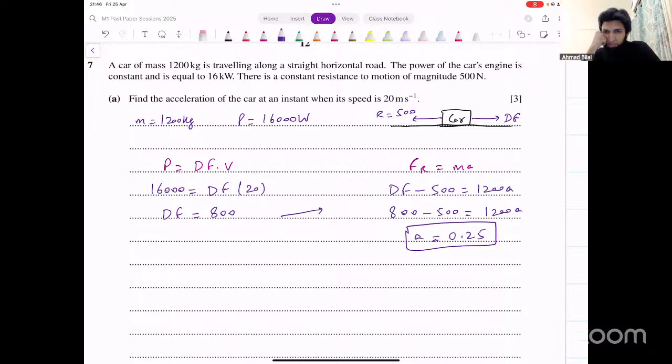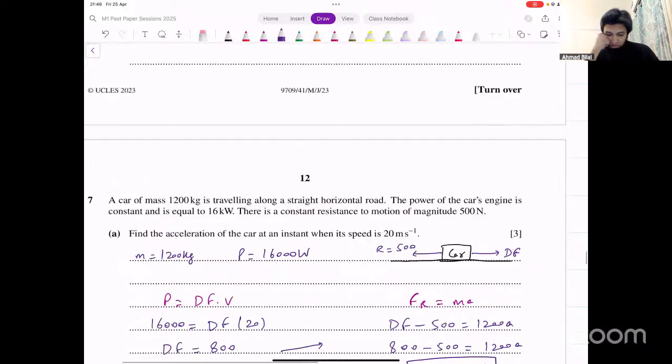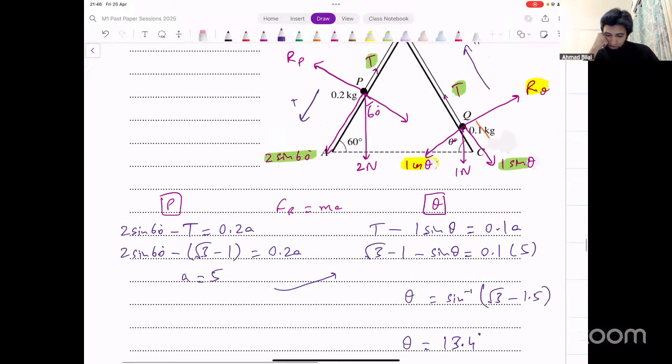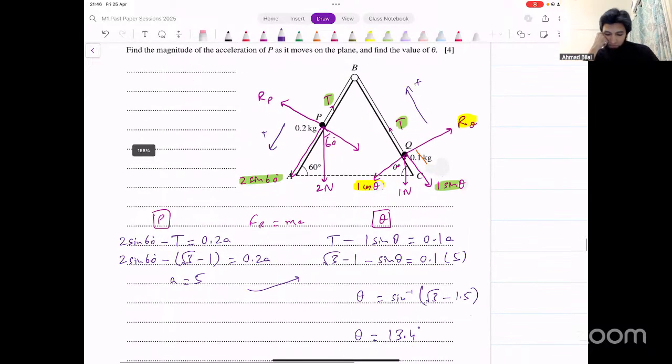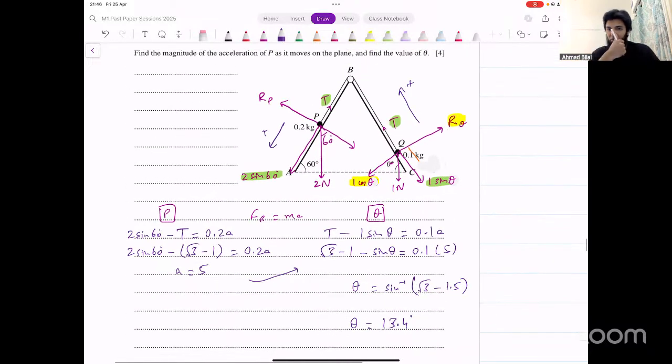Yeah, in B part. Yes, and the previous question's B part, yes. So that's what we did. We applied Newton's second law of motion for P and Q separately. And that gave us the result.